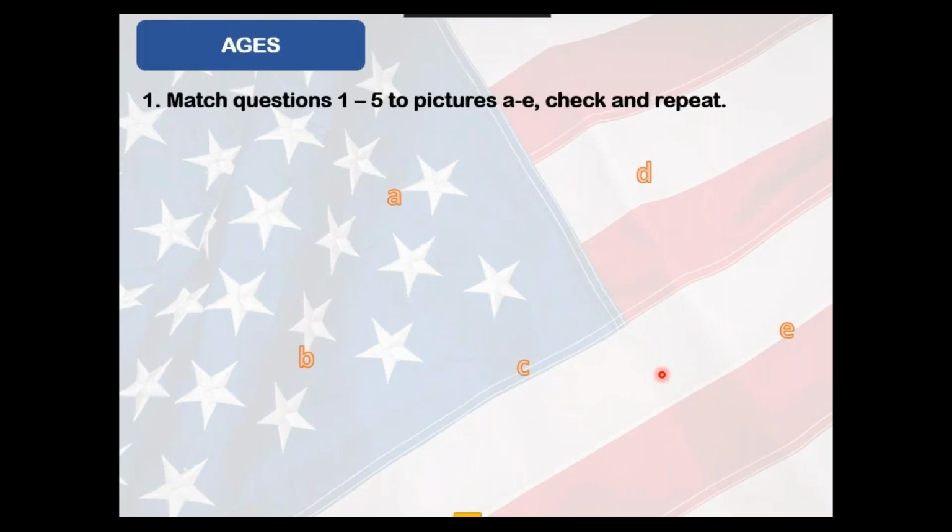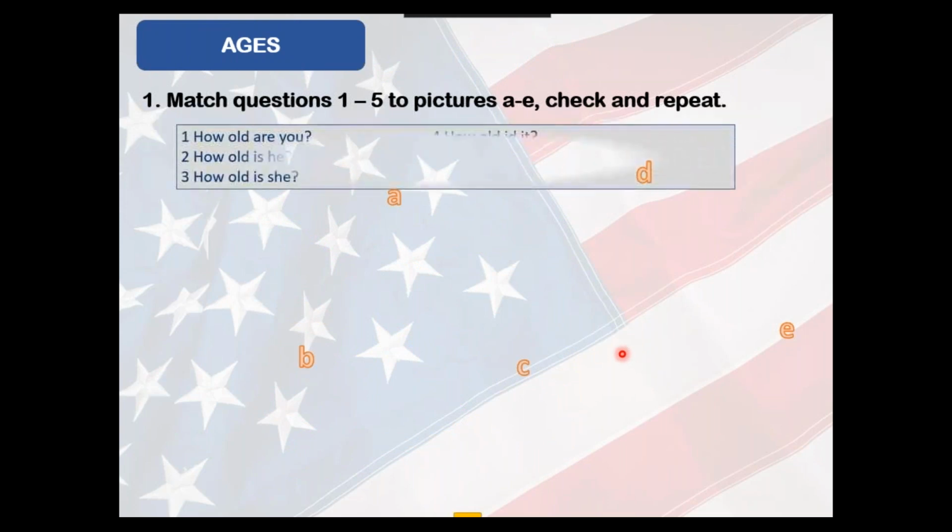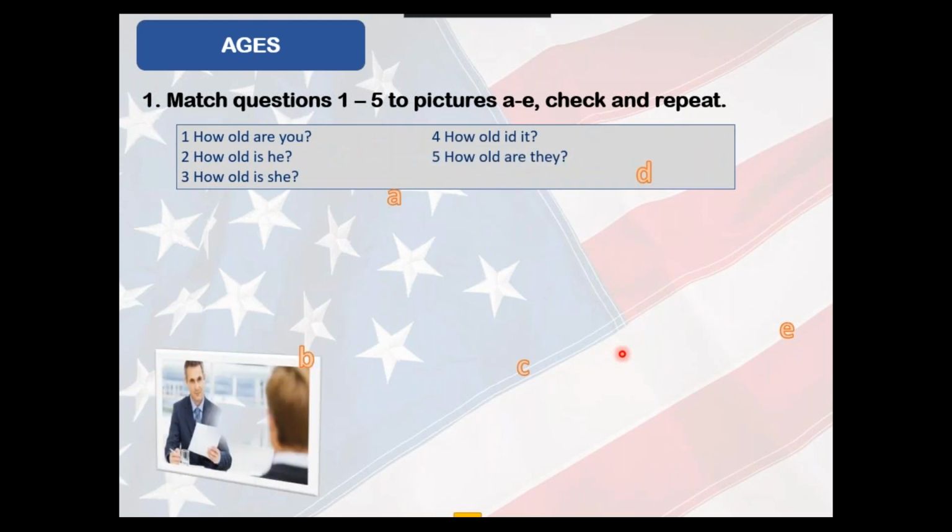Okay. Let's talk about the ages. Remember ages? Okay, edades, right? Remember. We have to match the questions to the pictures. Okay. We have 5 questions. How old are you? How old is he? How old is she? How old is it? And how old are they?